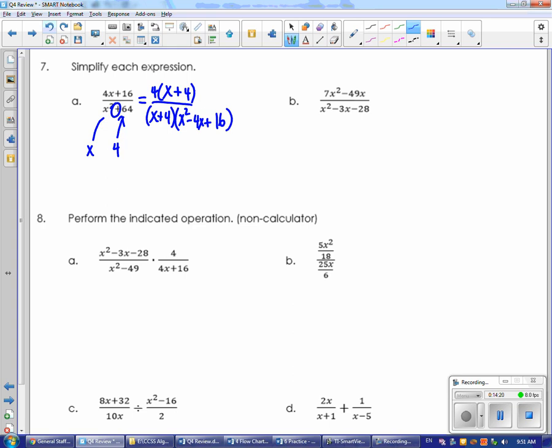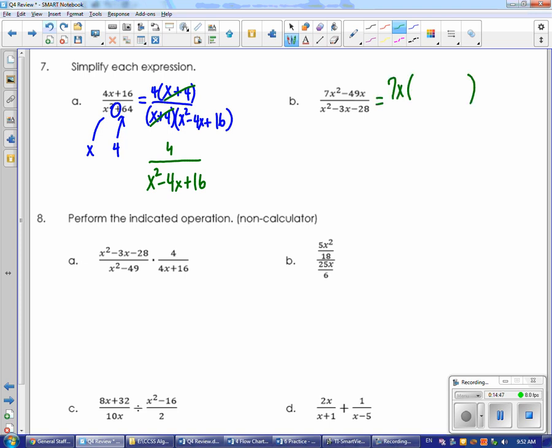And then I'm going to look to see if there's anything that I can cancel. And in this case, the x plus 4 quantities are the same. So I'll be left with 4 over x squared minus 4x plus 16. Let's take a look at letter B. Again, in my numerator, I want to see if there's anything in common that I can factor out. Well, 7 goes into itself, and I know 7 goes into 49 7 times. I also have an x in both of those expressions, so I can factor out a 7x.